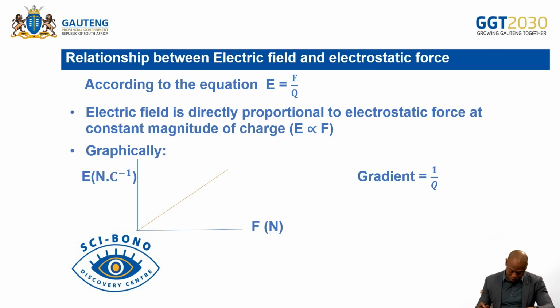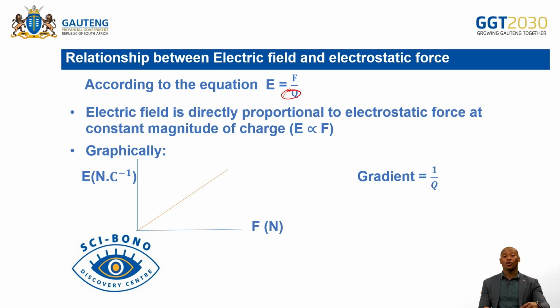In symbols, E is given by F over Q. And remember, E and F in this case are directly proportional, at constant Q.